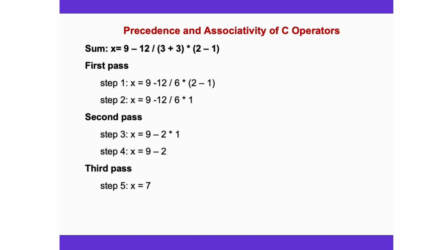As per our operator precedence, division and asterisk are evaluated in the second pass. In step 3, first the division, because of left to right associativity, so 12 divided by 6 is evaluated, giving 9 minus 2 star 1. In step 4, 9 minus 2. In the third pass, the lowest priority in this expression is minus, so 9 minus 2 is equal to 7. Thus the given expression is evaluated. This is the way to evaluate arithmetic expressions.